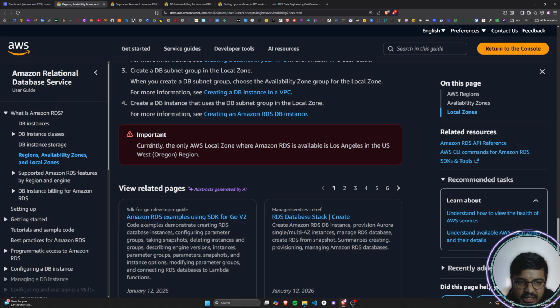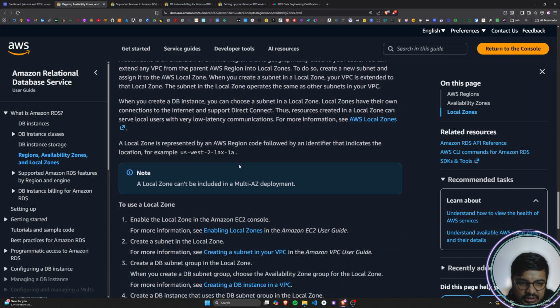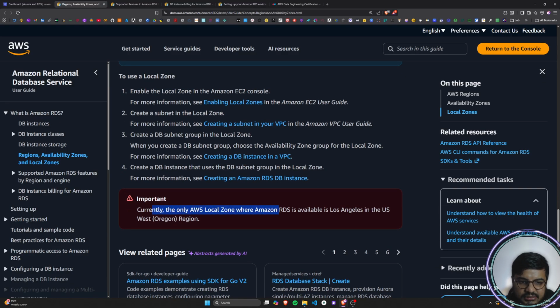Okay. Important. Currently, the only AWS local zone where Amazon RDS is available is in Los Angeles in the US West, Oregon region. Okay. So this LAX was nothing but the Los Angeles. Okay. So currently RDS local zone deployment is only and only available for the Los Angeles local zone.